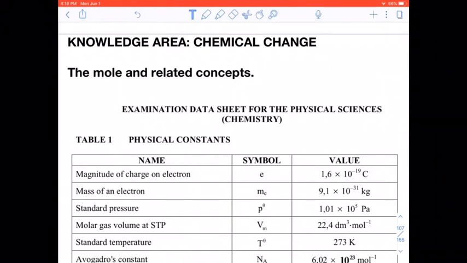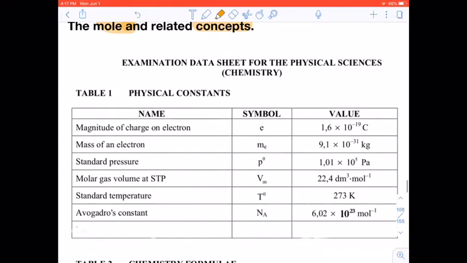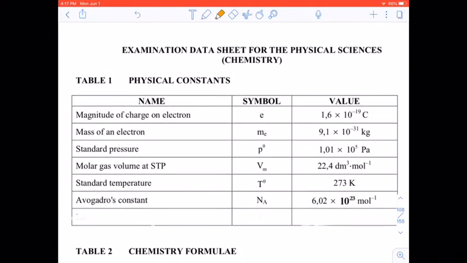We are dealing with a knowledge area, chemical change. The topic would be the mole and related concepts. Let's look at the data sheets for this particular section. You are given the constants, right? Let me draw your attention to some of these constants.